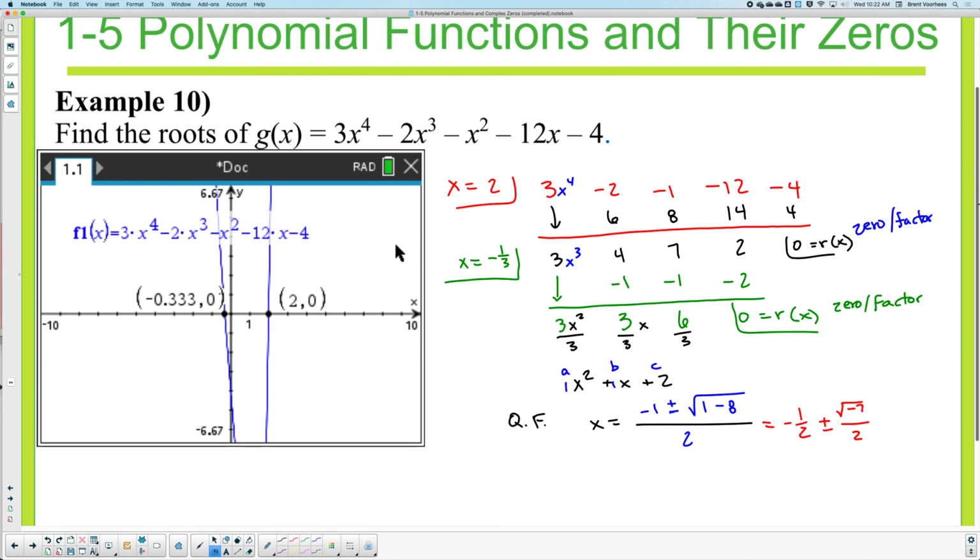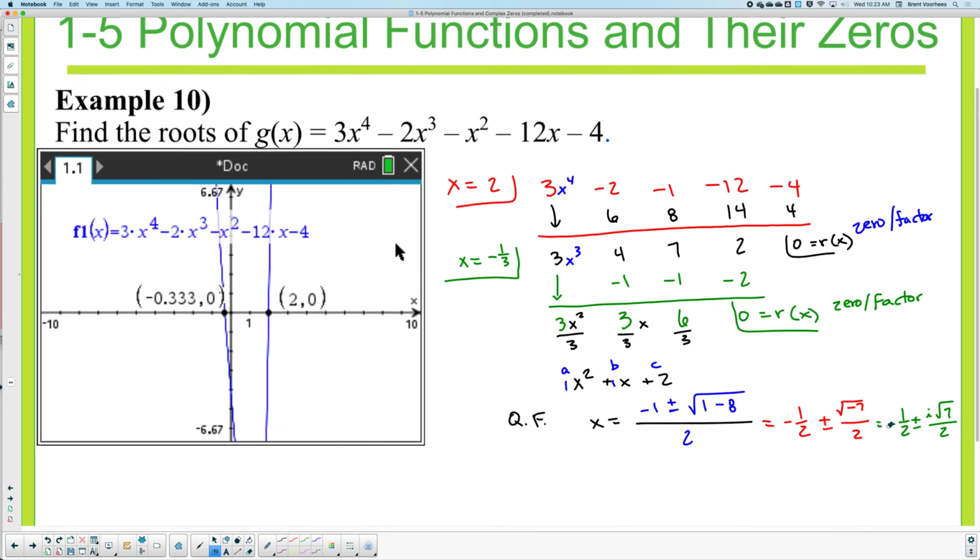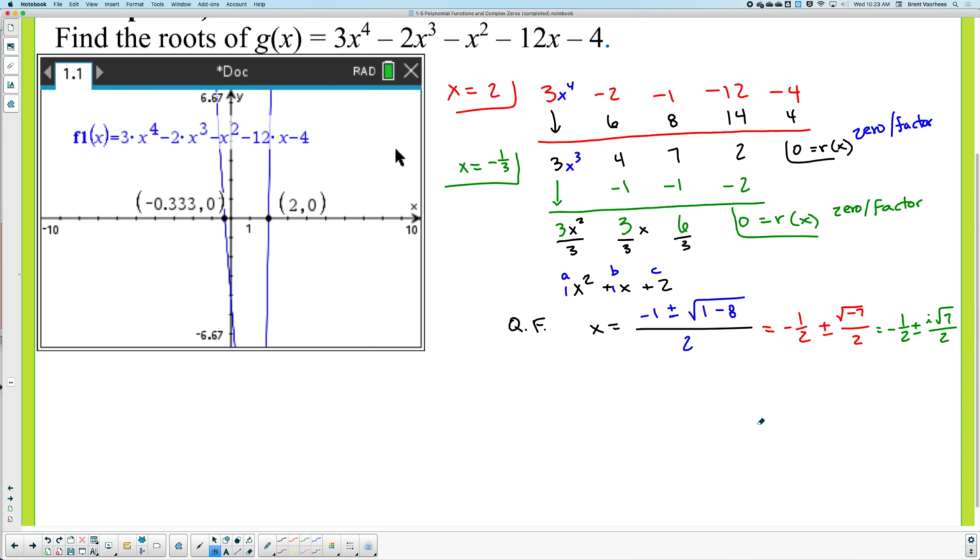Now, are you allowed to take a square root of a negative number? No. That's what the imaginary is. So here's how you rewrite this. Negative 1/2 plus or minus, put the I out front, square root of 7, not negative 7, I'm sorry, all over 2. You take the negative out, and you replace it with the I.